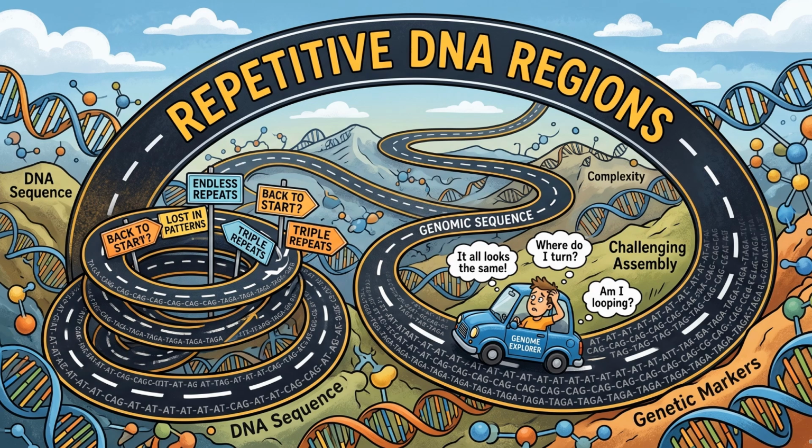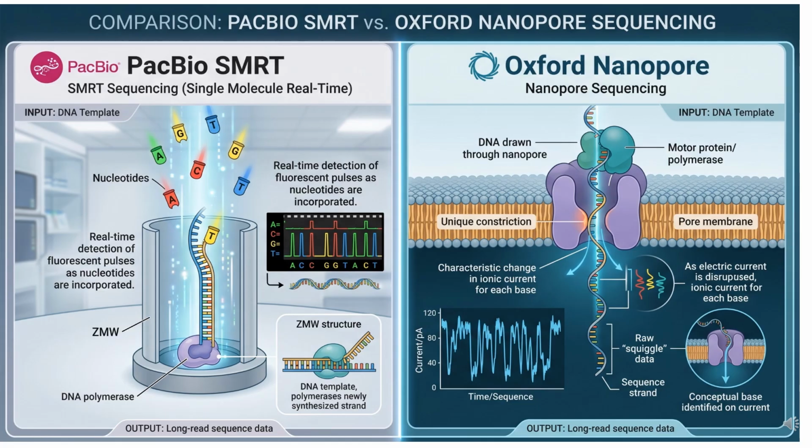To solve this, scientists developed third-generation sequencing, also known as long-read sequencing. Instead of chopping DNA into tiny bits, third-generation technologies read incredibly long single strands of DNA, tens of thousands of bases long, in real time. There are 2 primary platforms dominating this space. First, there is PacBio SMRT sequencing.